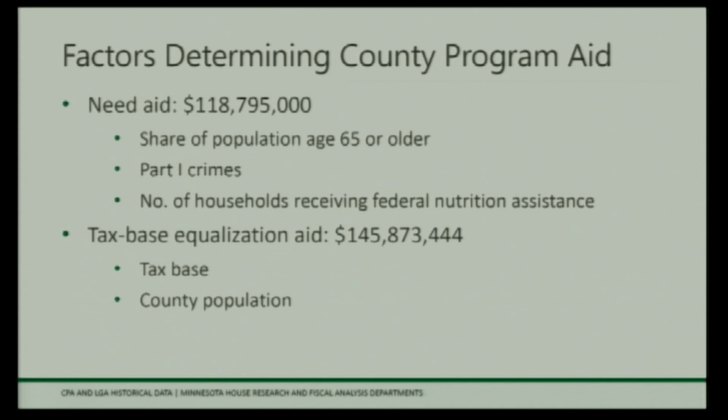In 2017, there was a guarantee added to the tax-based equalization aid portion of the formula. So this ensured that counties that had a lot of ag land weren't losing as much tax-based equalization aid. At this time, there were soaring ag valuations, and some of these counties were losing most of that portion of the aid.